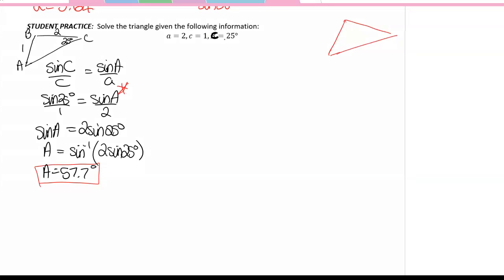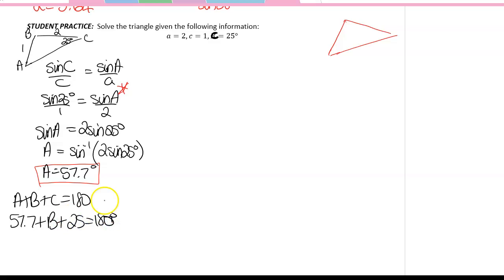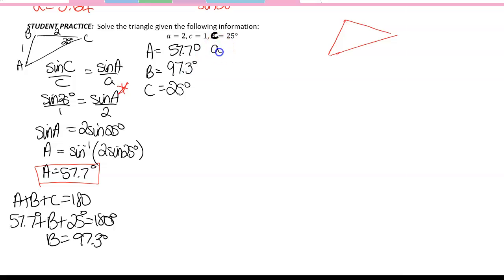So let's just keep finishing this one and we'll come back to this. Okay, so I know C, I've got A, I can get B. A plus B plus C equals 180. So A is 57.7, B we don't know, and C is 25. And when I subtract, I get 97.3 degrees. So let's see, I have A, B, and C. A was 57.7 degrees, C was 25 degrees, and then I've got 97.3. Have A, which is 2, C, which is 1, we just have to find B, then we're almost done.